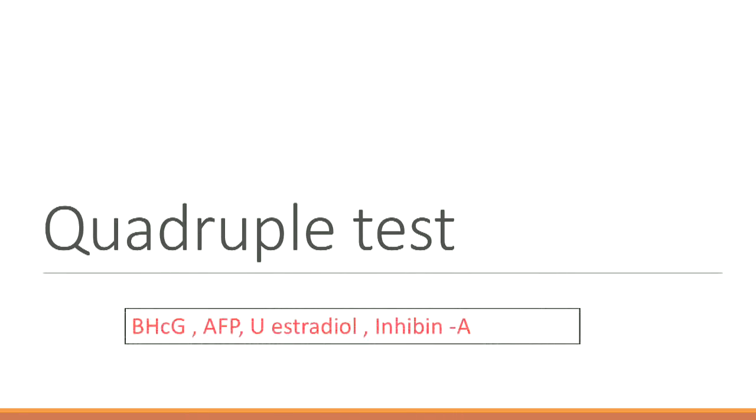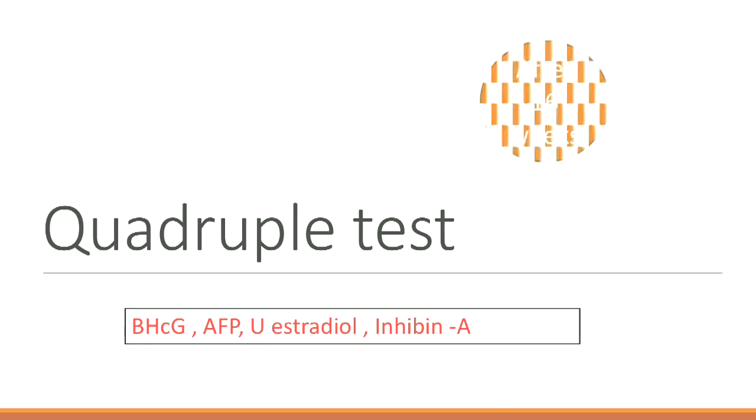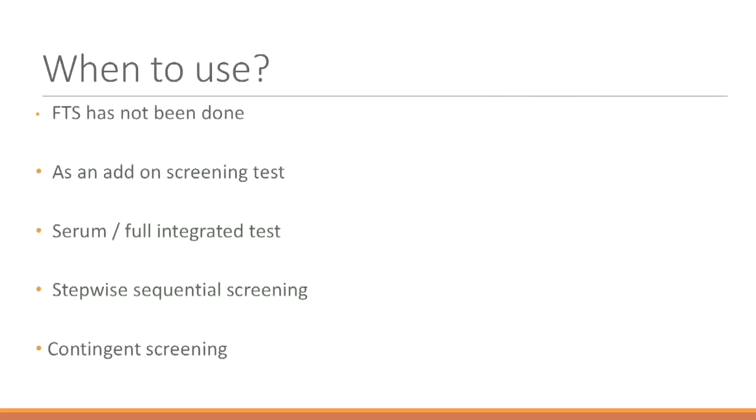Now coming to the next test, the quadruple test. This is a combination of beta HCG, AFP, estradiol and inhibin, and it's usually done after 16 weeks. Normally we do it when we are not able to do the first trimester screening test. For example, they come in late, they are booked late, and that is when we would think of doing a quadruple test, or if they want to do it as an add-on test for the serum integrated testing, stepwise sequential screening or contingent screening.